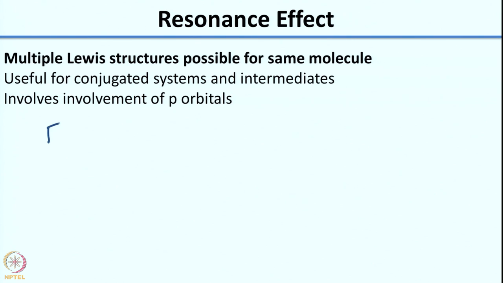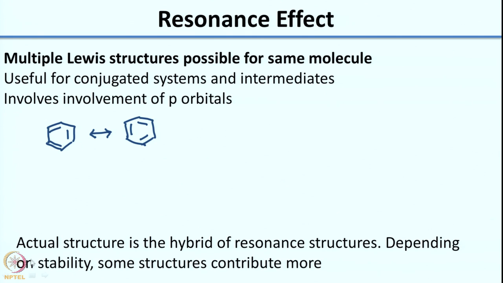So if you have benzene, you would have seen an arrow like this shown to depict resonance, and these would be the two resonance structures of benzene. The actual structure is the hybrid of both the resonance structures, and in some books the actual structure is shown as a circle to show that all these electrons are moving along. These are very useful for conjugated systems.